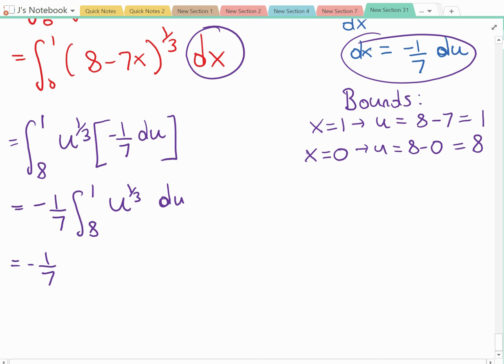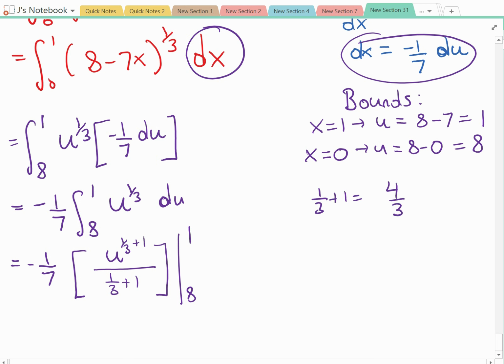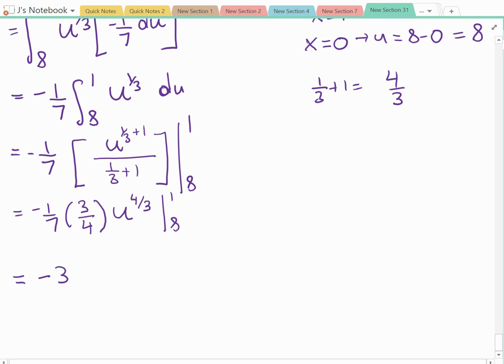Okay, the antiderivative of u to the 1/3 will be u to the 1/3 plus 1 divided by 1/3 plus 1. And we'll plug in 1, plug in 8, and subtract. So 1/3 plus 1, that'll be 4/3. So this is going to be minus 1 over 7 times 3 over 4. We're dividing by 4/3, which is the same as multiplying by 3 over 4, times u to the 4/3, evaluated from 8 to 1. So that's going to be negative 3 over 28 times 1 to the 4/3 minus 8 to the 4/3. Questions up to here?